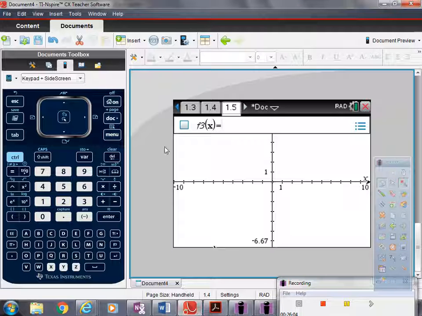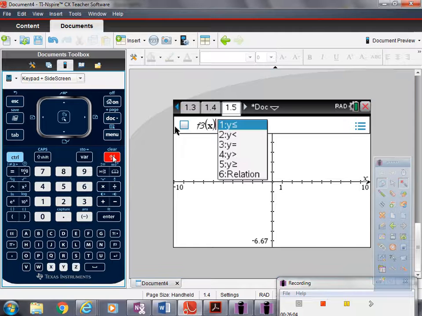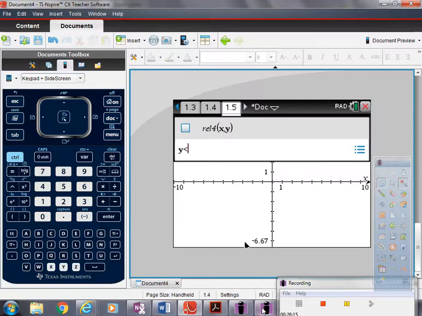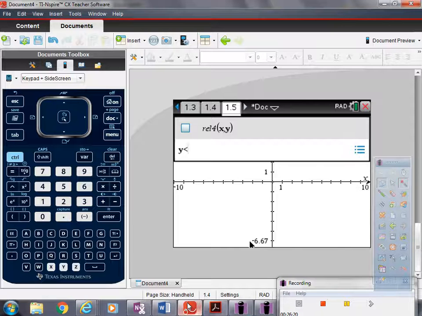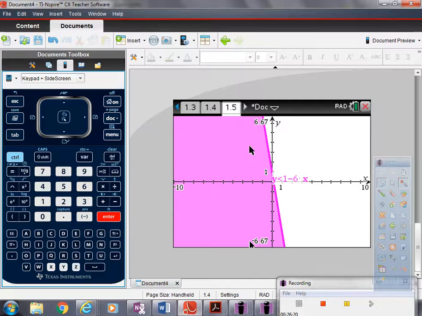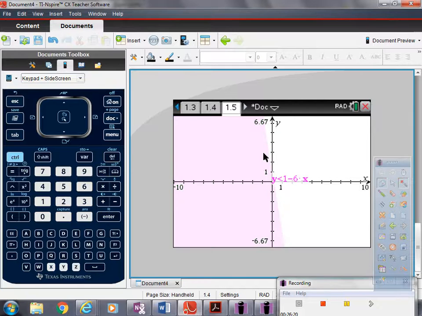Y is less than, so this is my y already, but I do need to change this to different symbols. So y is less than, this is what I need right here. Y is less than, and the rest of that is what? 1 minus 6x. So 1 take away 6x, press enter. I do want to click on the line to make sure it's solid or dotted. So this is a dotted line. So no answers should be here on the line. I'm looking for only answers in the shaded part. So remember, the answers are where the shaded part is, not on the line, because it's a dashed or dotted line.